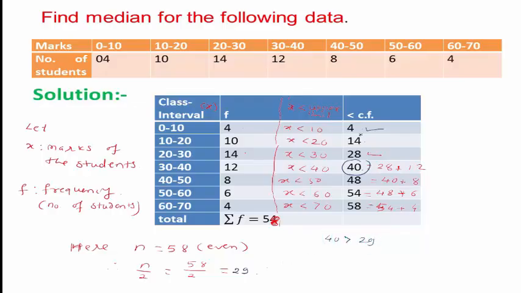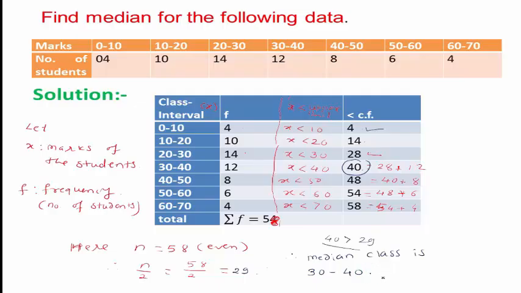So this is the first class from the top whose cumulative frequency just exceeds n by 2. Just exceeds means just greater than n by 2. So therefore which one is the median class? 30 to 40 is the median class.